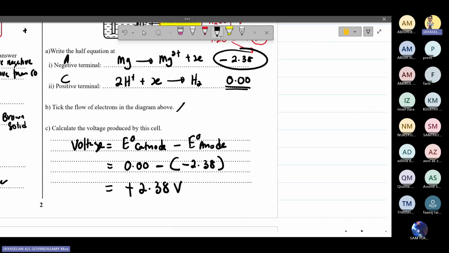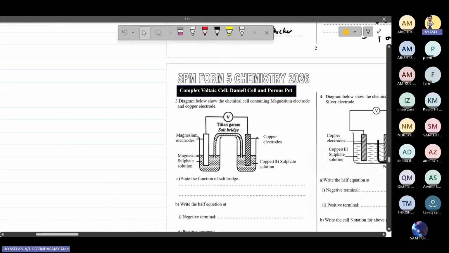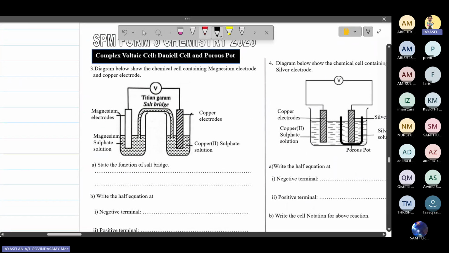Okay, now you understand the simple voltaic cell, right? Okay, if understand, angkat tangan lah. Okay, we move on to next part. Okay, Amirul faham eh? Okay, now we go for complex. Complex very simple. Concept same only. Cuma dia letak apa? Complex is called Daniel cell.